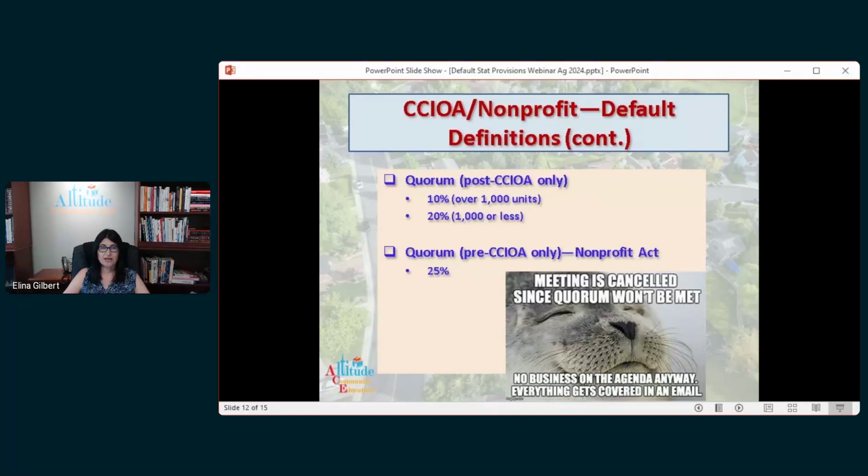Again, this is only when documents are silent. I can count the number of times I've seen documents that did not contain a quorum requirement on one hand. Okay, so it's extremely rare to see that, but it could happen. If you're a pre-CCIOA community, then the CCIOA doesn't apply, and you have to use the default in the Nonprofit Act, and that's 25%. Okay, so those are the default quorums.